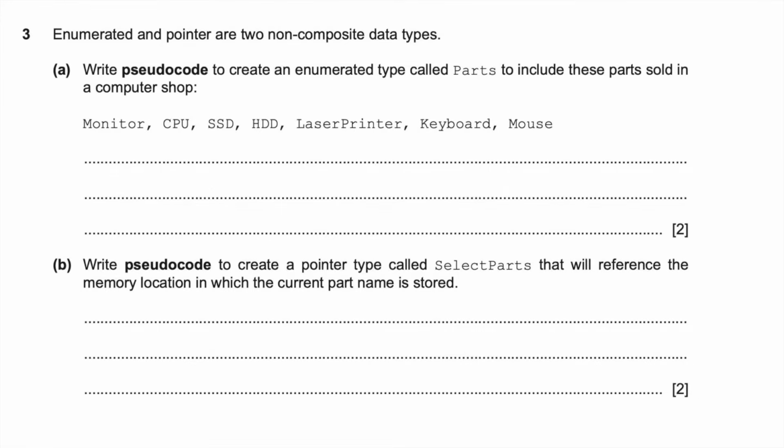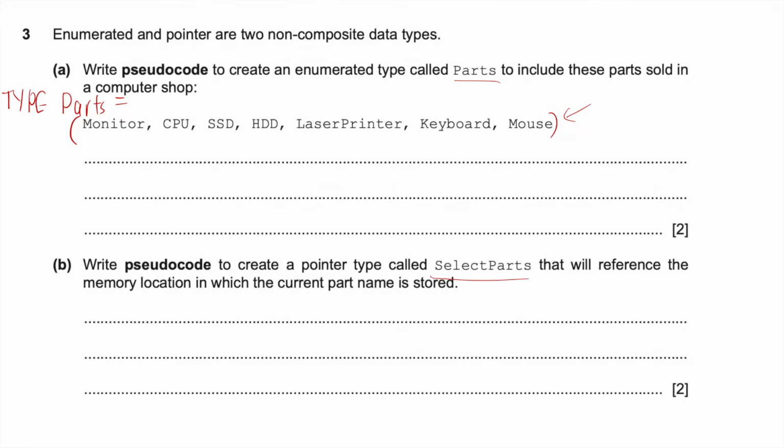Now let's look at another similar example. So right here it says write pseudocode to create an enumerated type called parts, which includes all of these. Just to make our life easier, I'm just going to do type parts equals, and then I'll just put some parentheses, and that's it. Now write pseudocode to create a pointer type called select parts that will reference the memory location in which the current part name is stored.